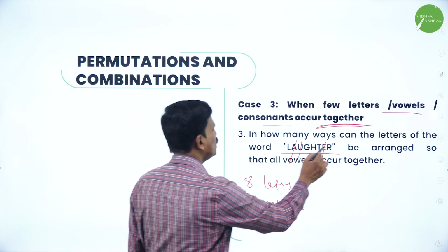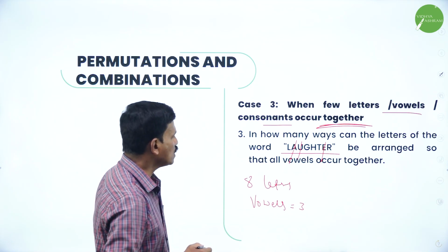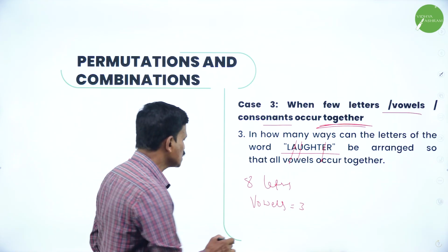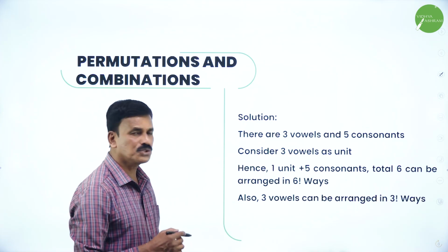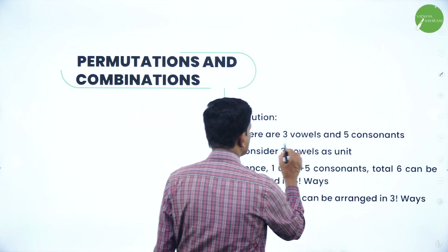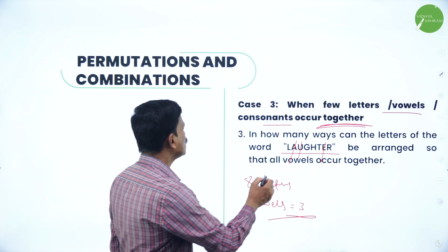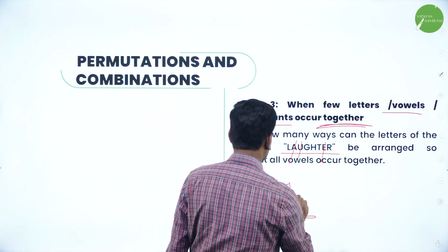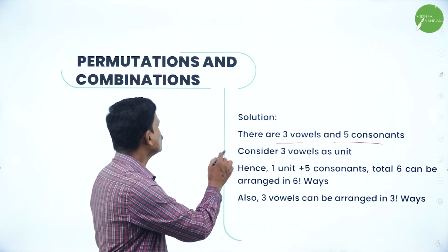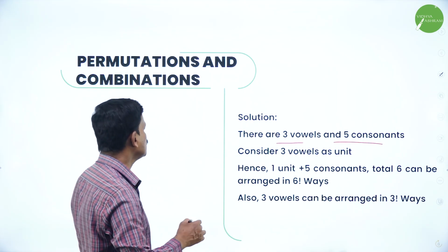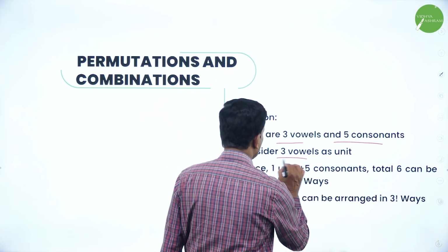So in how many ways can the letters of the word laughter be arranged so that all the vowels occur together? All these vowels will occur together. Now there are 3 vowels and 5 consonants. How many vowels are there? 3. The remaining, 1, 2, 3, 4, 5 consonants, 8 minus 3 equals 5 consonants. Consider all the 3 vowels as 1 unit.